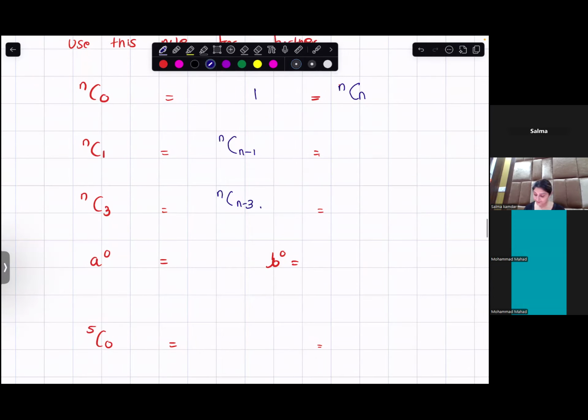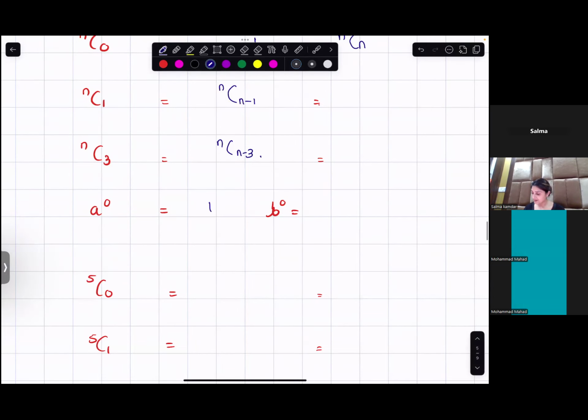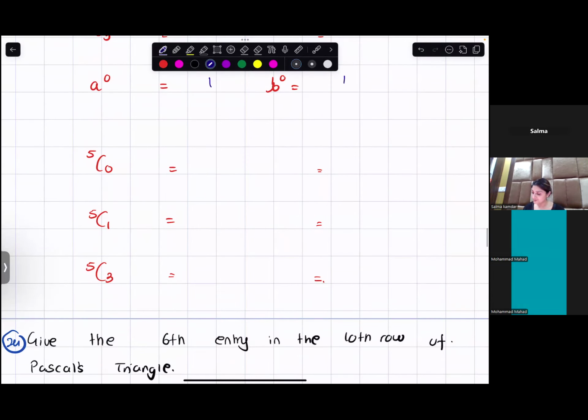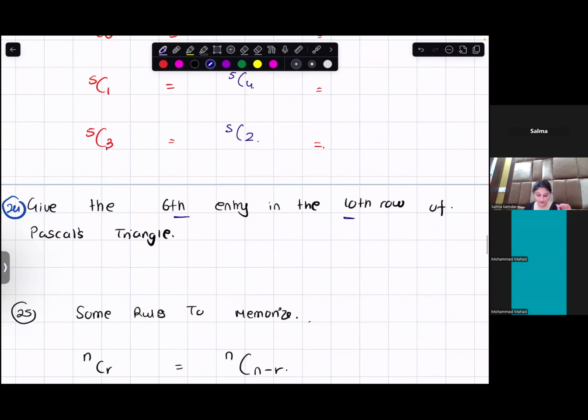A raised to 0 is 1. B raised to 0 is also 1. 5C0 will be equal to 1. 5C5. 5C1 will be equal to 5C4. 5C3 equals 5C2. Very good.